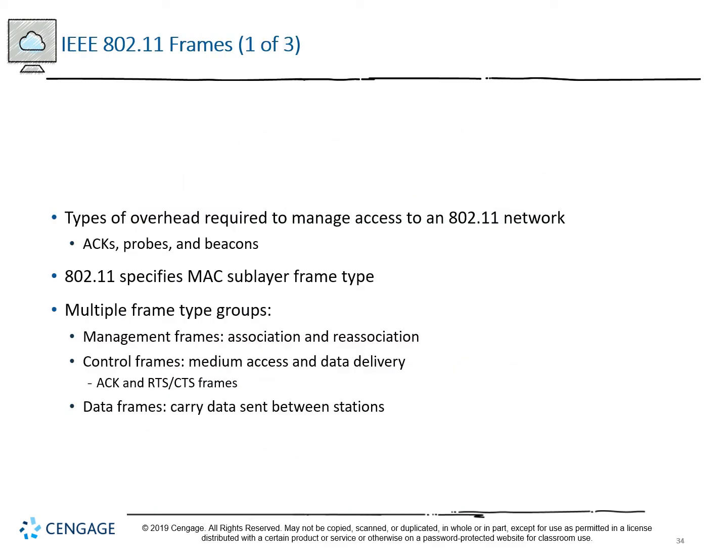another. The types of overhead that are required to manage access to an 802.11 network would be, as we talked about before, probes and beacons, as well as the ACKs that we use when we're talking about CTS, RTS alternatives. 802.11 specifies the MAC sublayer frame type, and there are multiple frame type groups. Management frames can be used to associate and reassociate APs. Control frames deal with ACK and RTS for medium access and data delivery, and data frames, of course, carry the data that is sent between stations.